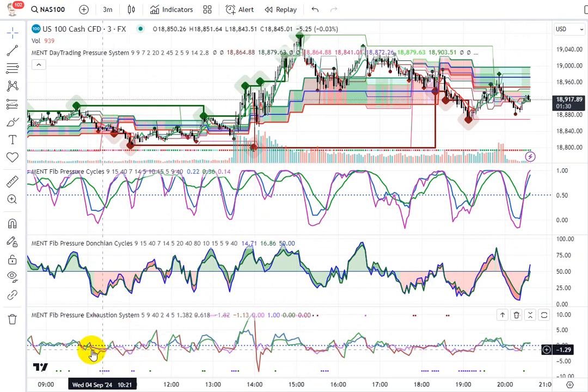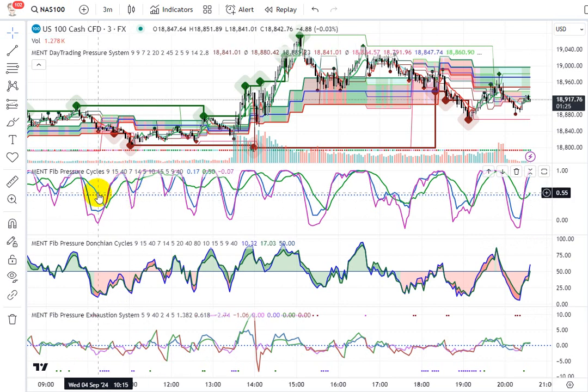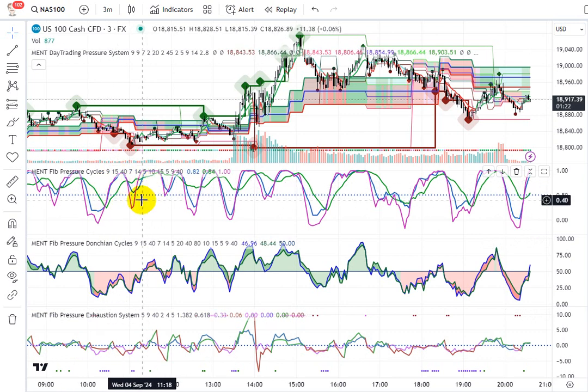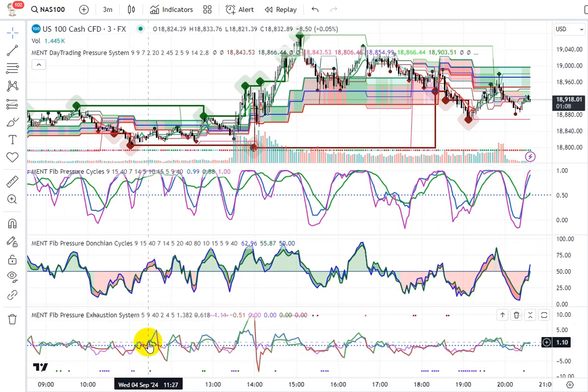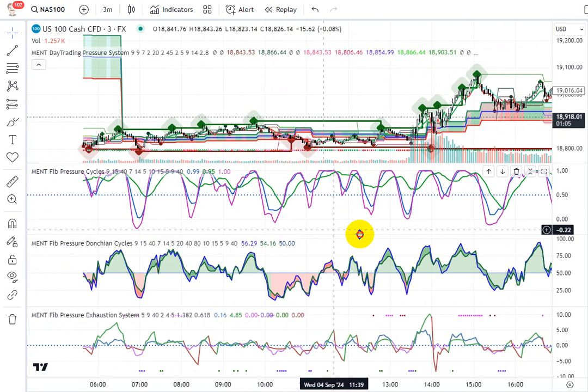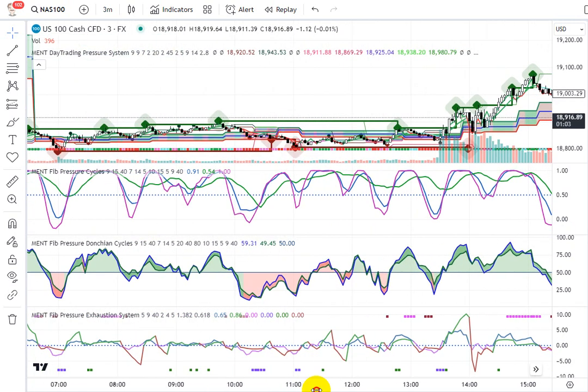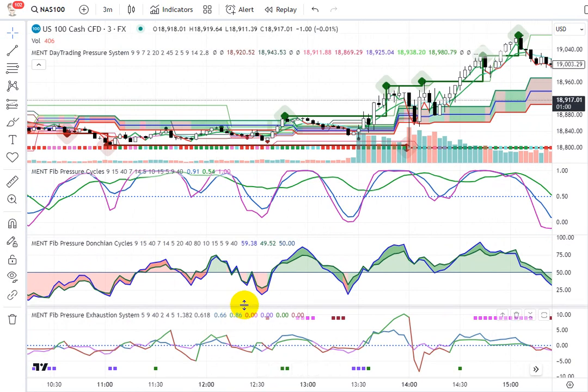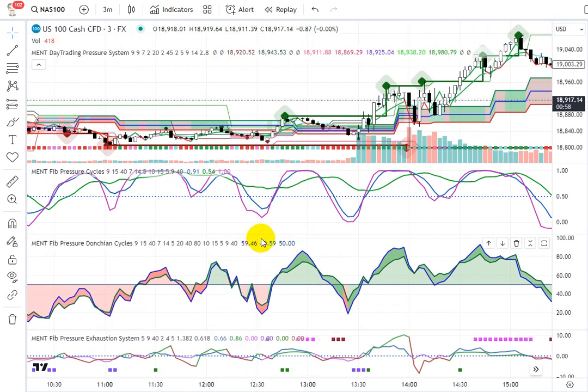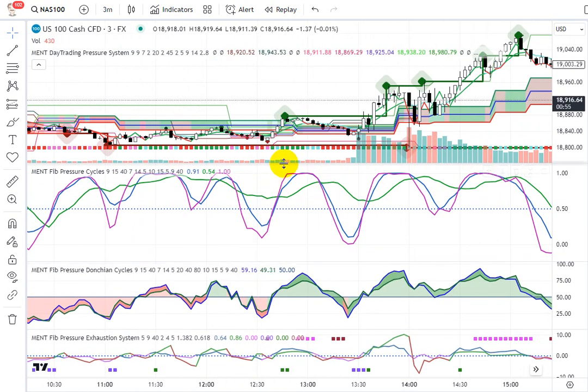Now, the pressure exhaustion system here and the pressure cycle system are the fastest reacting types of indicators that we have on this chart. So if you're going to try to be an aggressive day trader, you're going to rely on the cycle system and the exhaustion system, and you're going to be particularly looking for, so now we're going to focus on this trend change today. So here's today, which is earlier in the morning, before we had this little pop.